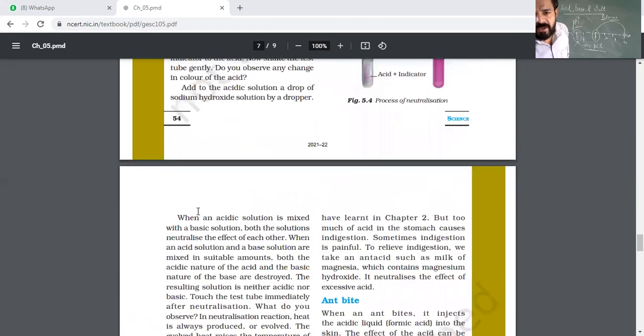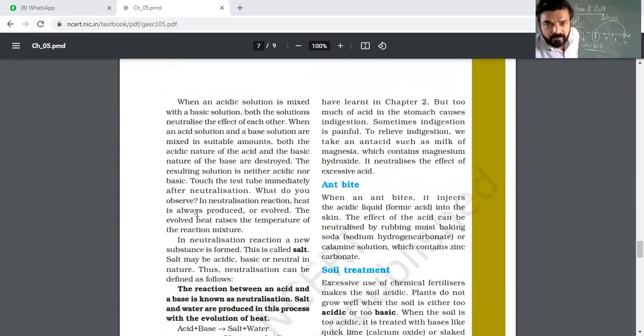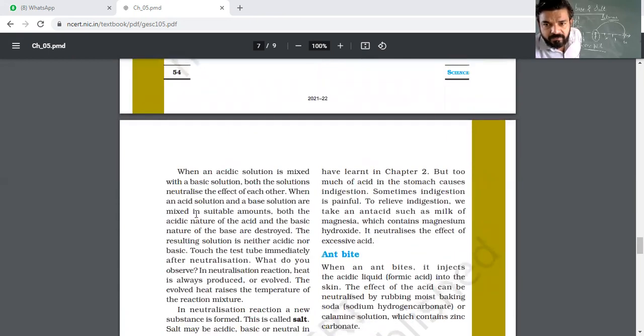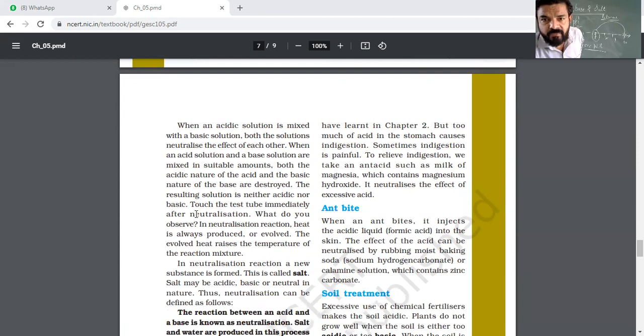Here is Activity 5.5, you just read that activity. We just want to understand that when an acidic solution is mixed with a basic solution, both solutions neutralize the effect of each other. When an acidic solution and a basic solution are mixed in a suitable amount, both the acidic nature of the acid and the basic nature of the base are destroyed. The resulting solution is neither acidic nor basic. When we mix an acidic substance and a basic substance in a balanced situation, both substances lose their nature.